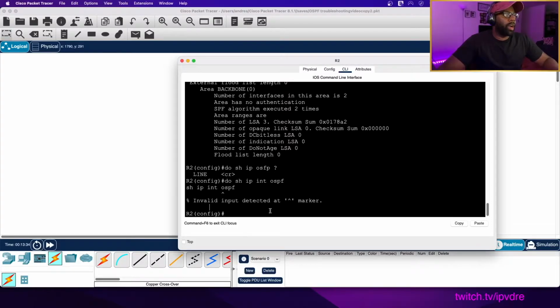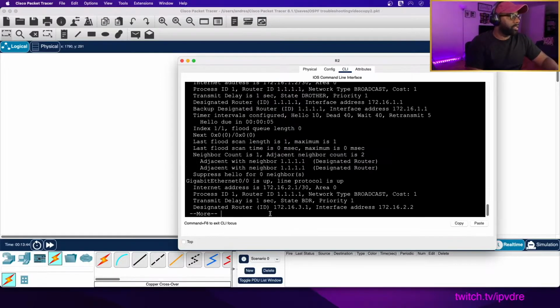Do show IP OSPF interface. Oh, I had it backwards. Do show IP. I knew I wasn't forgetting it totally. I knew it was interface something. OSPF int. So I typed in the long form command for that, which is show IP OSPF interface.